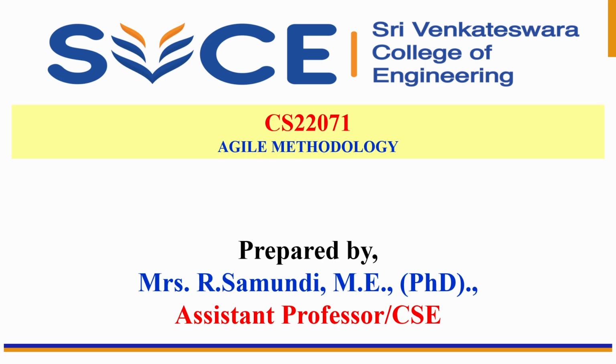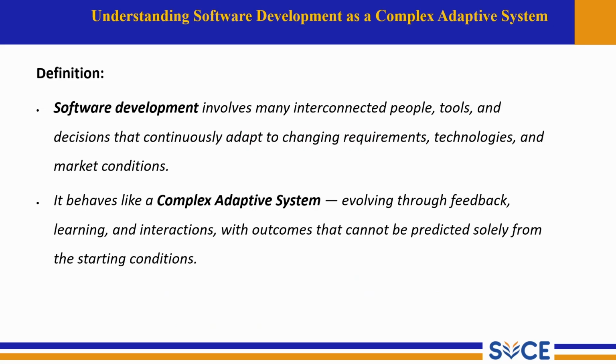In this session, we will look into understanding software development as a complex adaptive system, a topic from Unit 2 Agile process. Here, first let us understand what is software development. What are the processes involved in software development?